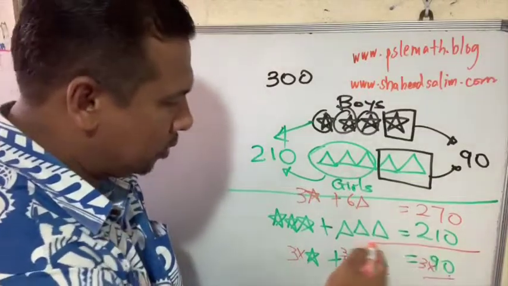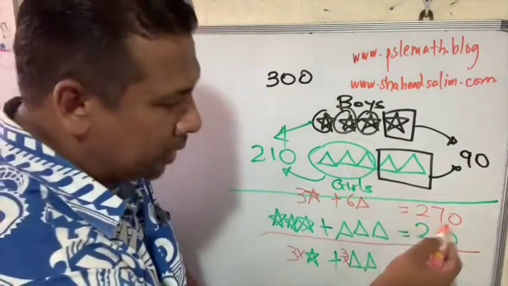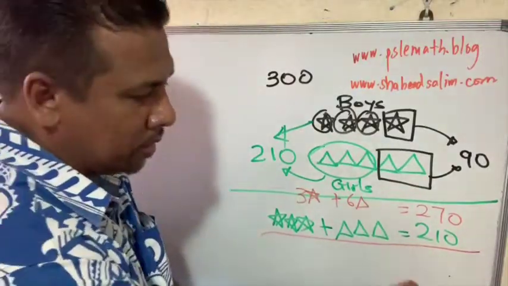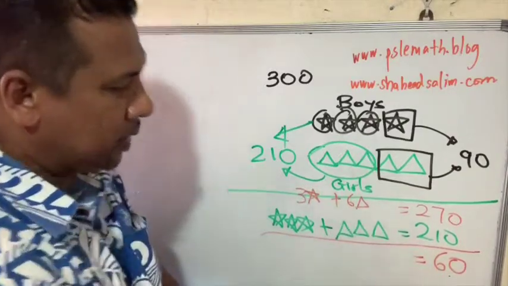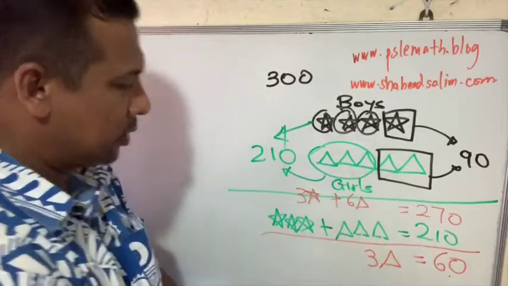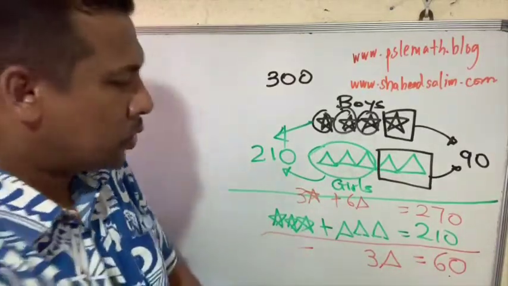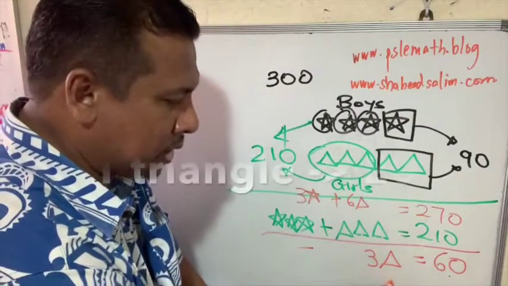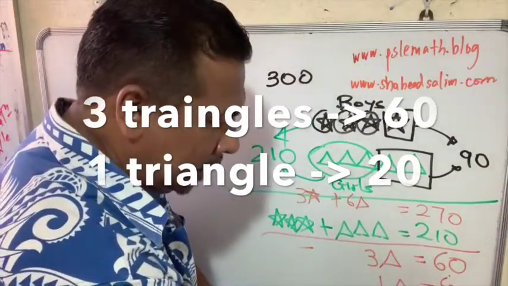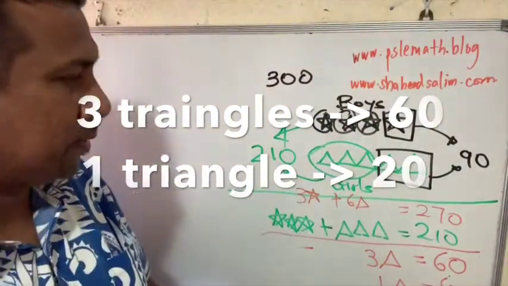Now, if we take this top equation minus this bottom equation, we'll get 270 minus 210. Let me clear this so that it does not distract you. 270 minus 210, you get 60. 6 triangles minus 3 triangles, you get 3 triangles. And 3 stars minus 3 stars, nothing. So 3 triangles is equal to 60. 1 triangle, you divide this by 3, 60 divided by 3, you will get 20.